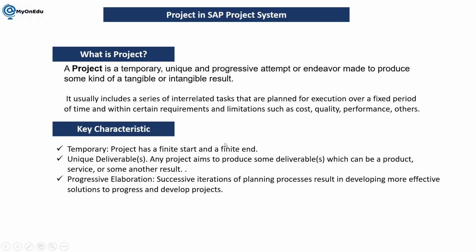Key characteristics: it's temporary, and it has uniquely deliverable outcomes. Any project aims to produce some deliverables, which can be a product, service, or another result. Progressive elaboration means successive iteration of planning, resulting in developing more effective solutions to progress and develop the project.